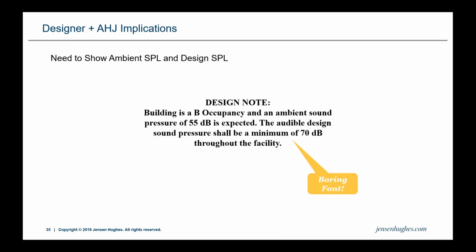Now, keep in mind what this is actually requiring. This kind of a note requires really very little effort, but it may limit the designer's intent of providing intelligibility in some places, because this is now requiring that every space have 70 dB as a minimum audible value, which may be too much or too little for some spaces.